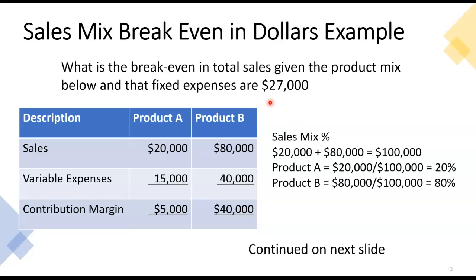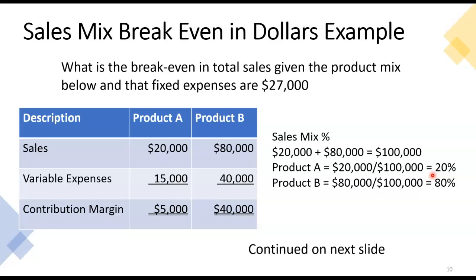So we're given here that our total fixed expenses in this example are $27,000, and this is our product mix here. We've again got only two product lines. And if we want to figure out our sales mix, we can actually figure it out from this information. If you add together our sales for A and B, that's going to give us total sales of $100,000.